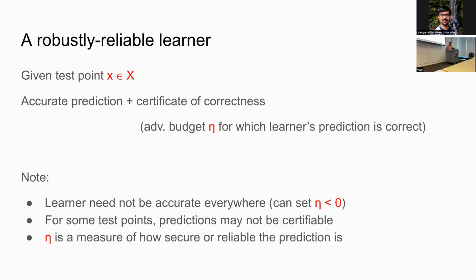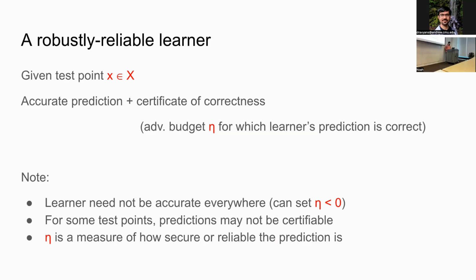Okay, so given a test point x, now we give a definition of what a robustly reliable learner is in this setting. We want to give an accurate prediction, but we also give a guarantee of reliability, which is a certificate for correctness of our predictions. And the certificate is a real number, a real value which corresponds to the adversary budget eta for which the learner's prediction is guaranteed to be correct. So if the adversary's budget is at most the second quantity that we output in addition to the prediction y, then we are sure that our prediction is correct. The learner need not be correct everywhere. So you also have the option to just output negative eta, which indicates, I have no confidence in this prediction. But since you're forcing me to predict something, here's a prediction, but I have no guarantees on this. Hopefully this is not happening for most of the points.